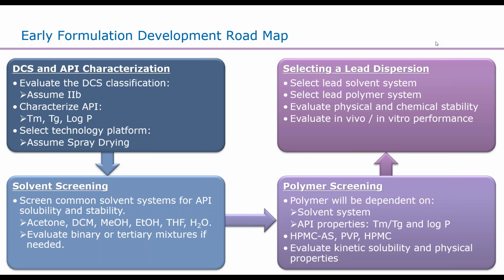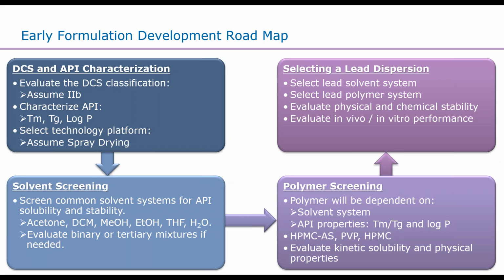The next step will be conducting solvent screening to find a solvent system which provides both solubility and stability. It's important to consider the solubility of the polymer as well, which often necessitates a binary or even tertiary mixture of solvents. Acetone is very common, as is a combination of DCM and methanol. You want to ensure that your drug is stable in the spray solution, and preferably for several days, and also that your solids content is not so low that the process is inefficient.